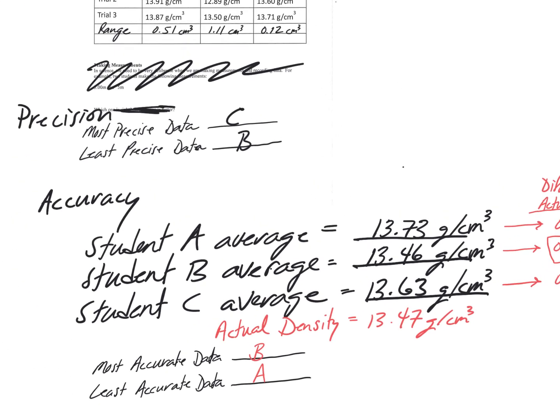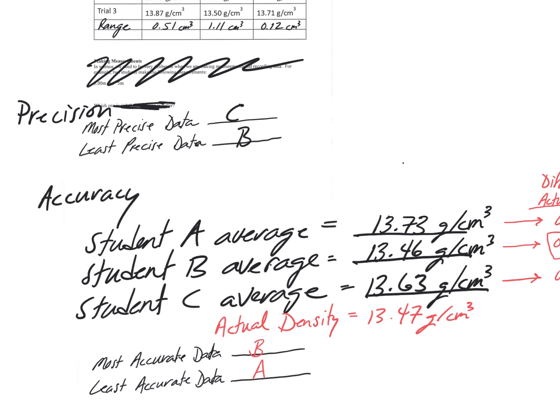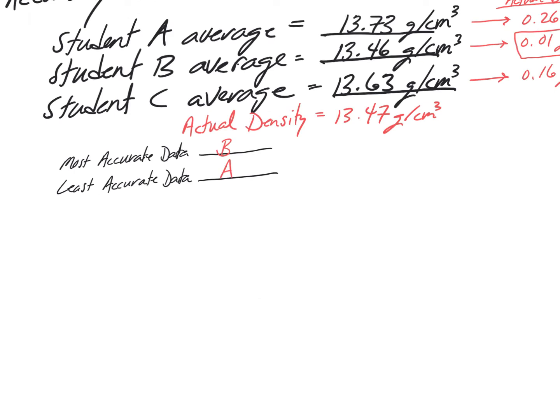So that's about it. We found how to find precision in a set of data. We look for the range. We found out how to find the accuracy of a set of data. We take the average of that data and compare it to the actual. Okay? All right, one last thing. We're going to look at the percent error in this data now. Okay, this is one last thing that we need to talk about.